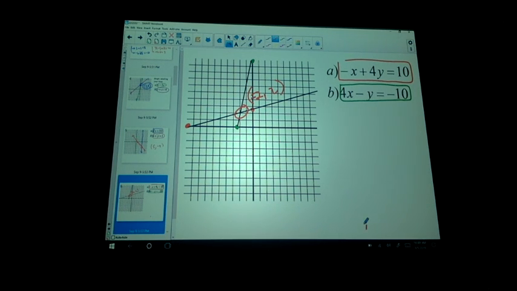So if you're graphing with straight tools, it's great. If it intersects at a nice point, you can get to it nicely.